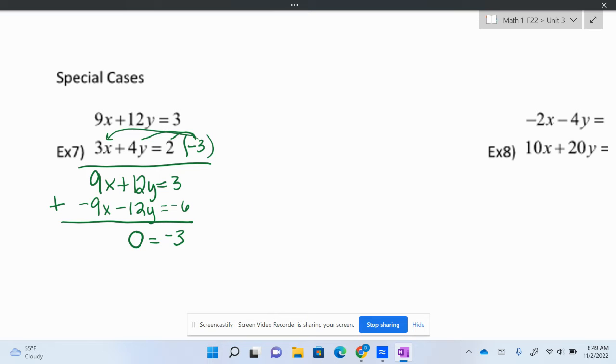What happens when we get a false statement like this? What does that mean? It means no solution. This is no solution. And I'm going to put a slash through that equal sign because 0 does not equal -3. Think in terms of your equations now on a graph. When we get a no solution, what does this mean? This means that our graph looks like what?